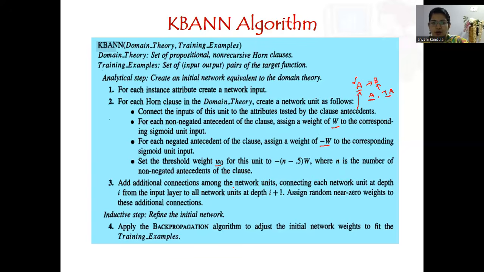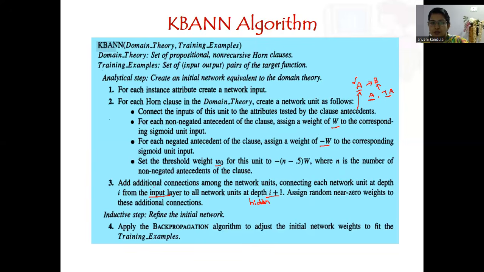from the input layer to all network units at depth I plus 1, and assign random non-zero weights to these additional connections. So here we are assuming a back propagation network. That means you will be having the hidden layers as well, right? So from the input layer, you will be connecting to the hidden layer. Again, from that hidden layer, you can connect to the next hidden layer, and finally you will be connecting to the output layer. Okay, so I is the input layer, I plus 1 is your hidden layer. At the hidden layer, assign some random non-zero weights to these additional connections.